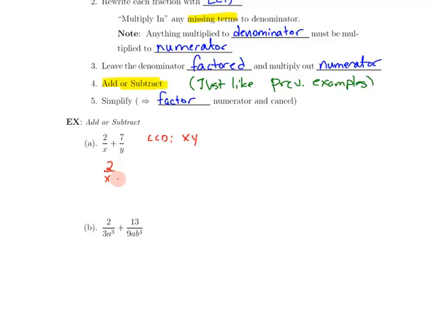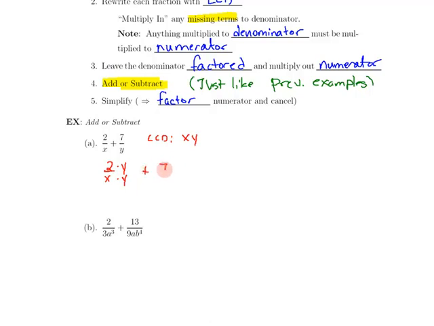And what's missing is a y. So I'm going to multiply in a y because it's what's missing. But if I do that, I've changed the value of the fraction. So in order to keep the value of the fraction the same, I'm going to multiply by the same thing on top and bottom. Okay? 2y over xy is the same as 2 over x, is what we're going to say.